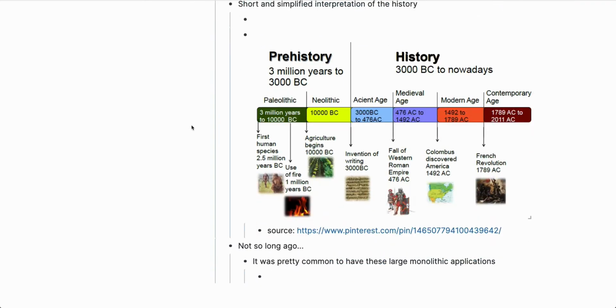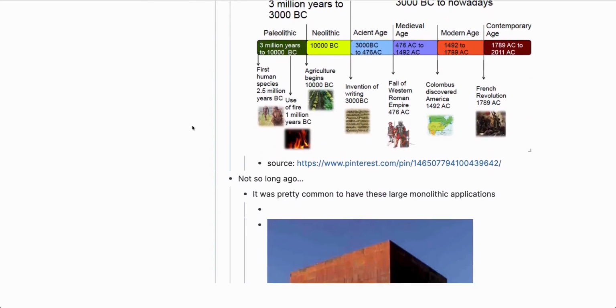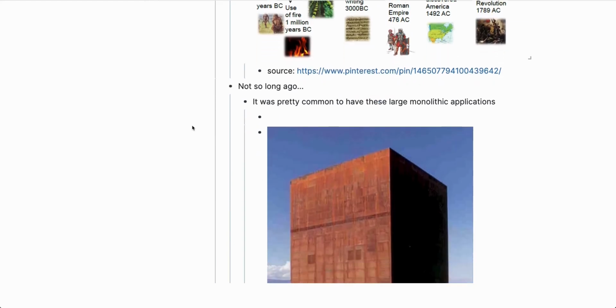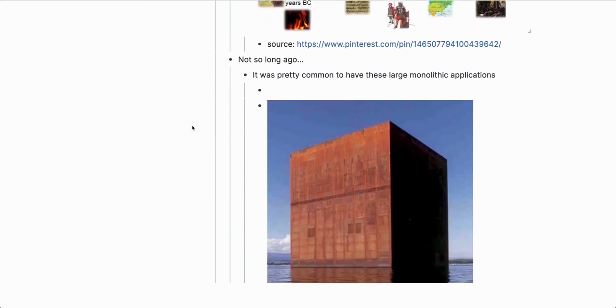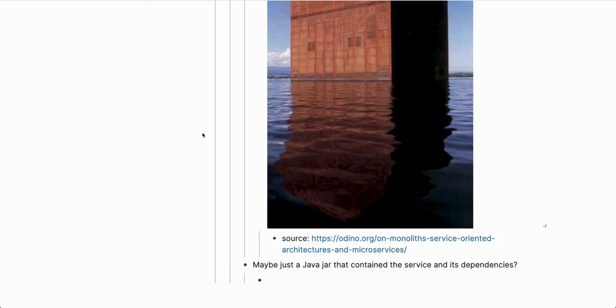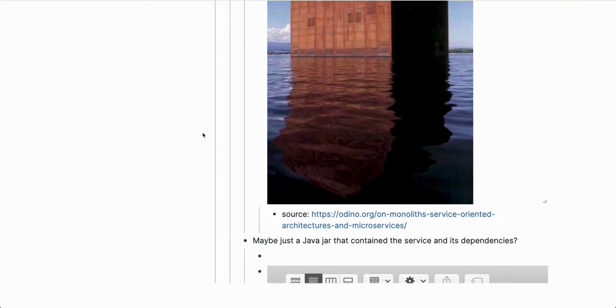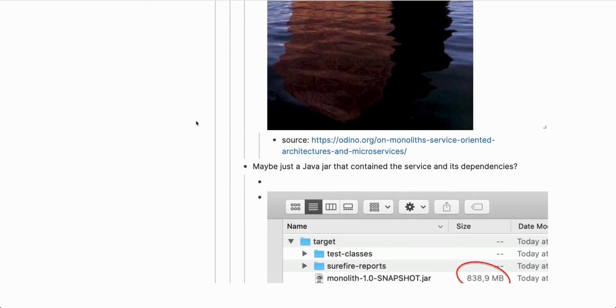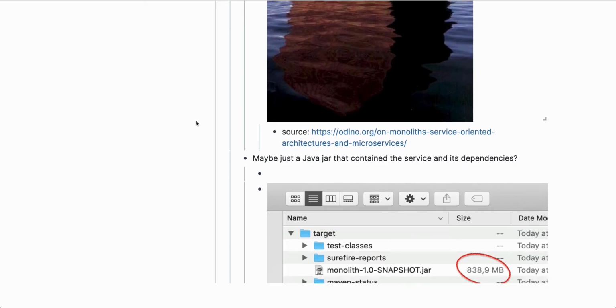So not so long ago, it was pretty common to have these large monolithic applications. Basically have one artifact that would contain all the code and all the necessary instructions to run the application or the service, and this could get quite big. It could have very well been a Java jar that would be hundreds of megs, and it would contain not just the code for the service, but also the dependencies.